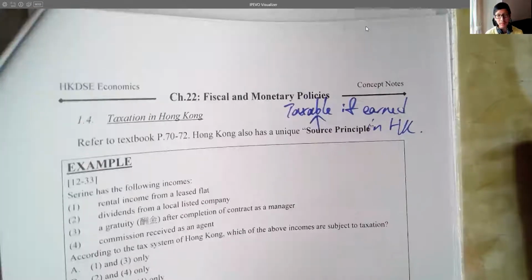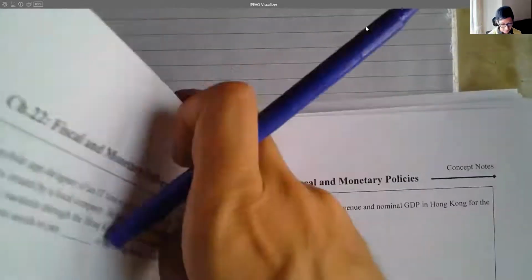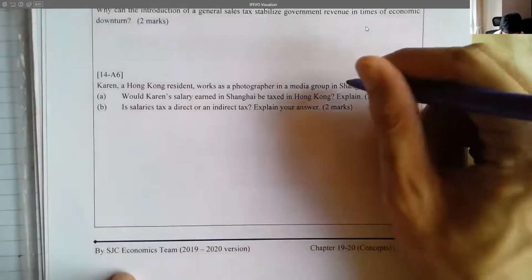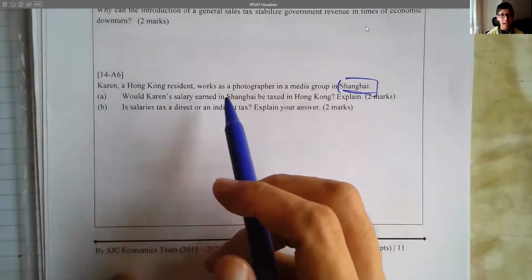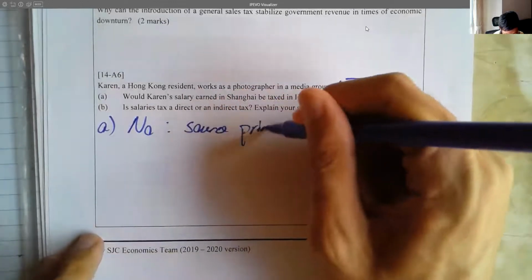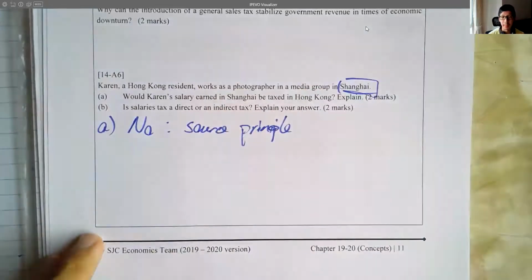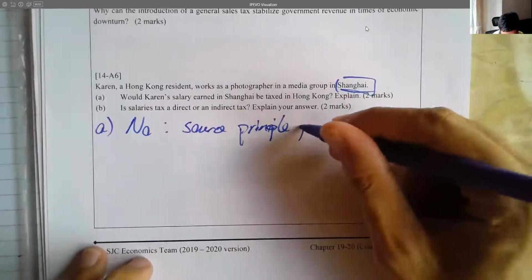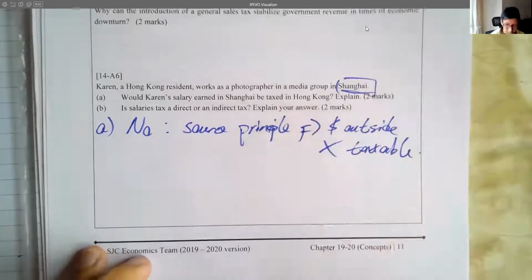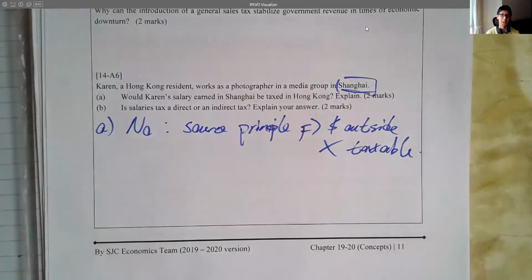Now, immediately let's look at one solid example of the source principle. Let's go to the next page first, page 11, and look at the 2014 question. This question says, Karen, a Hong Kong resident, works as a photographer in Shanghai. It immediately asks whether the salary in Shanghai would be taxed in Hong Kong. Remember, the answer is no, because according to the source principle, income outside of Hong Kong is not taxable. It's not earned in Hong Kong, it's earned in Shanghai. Outside of Hong Kong is not taxable.